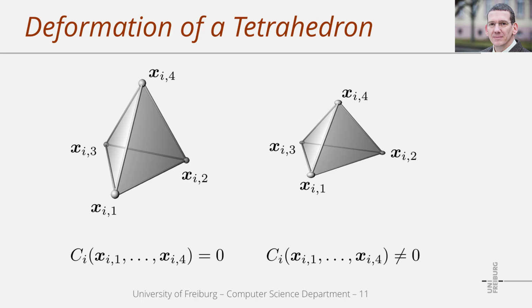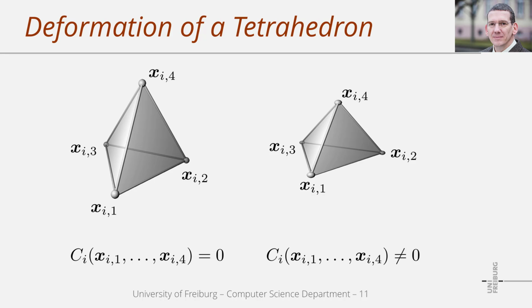Here we see another example where our element is a tetrahedron and the points xi1, xi2, xi3 and xi4 form the tetrahedron. On the left-hand side we have the undeformed tetrahedron, and on the right-hand side we see a deformed state. Now how can we quantify the deformation of such an element with a scalar function? One simple option, for instance, would be the consideration of a volume difference.